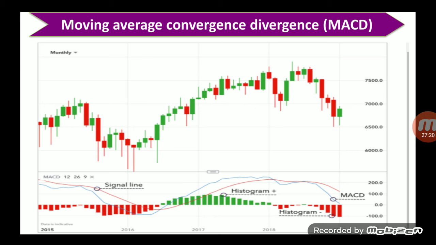And when the blue line crosses the signal line from above, and red histograms, minus histograms below zero, are created, then it shows weakness in the stock price. So why is MACD a leading indicator? Because it tells us before the price movement what will happen. It tells us before the price movement.